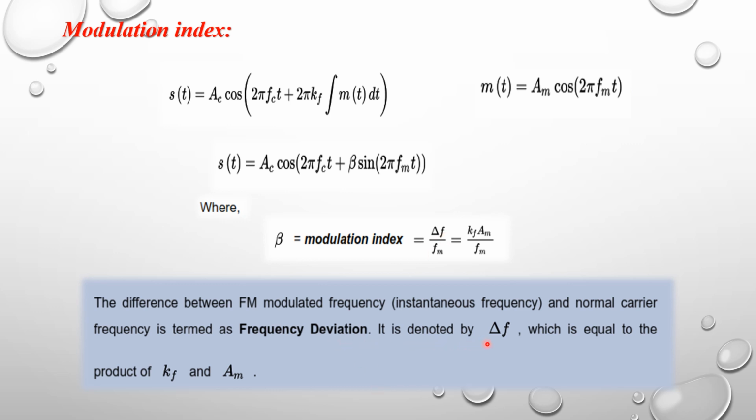So kf into Am is equal to the change of frequency, delta f, or frequency deviation. The modulation index is equal to the change of frequency divided by fm, which is equal to kf into Am divided by fm. This is the modulation index.